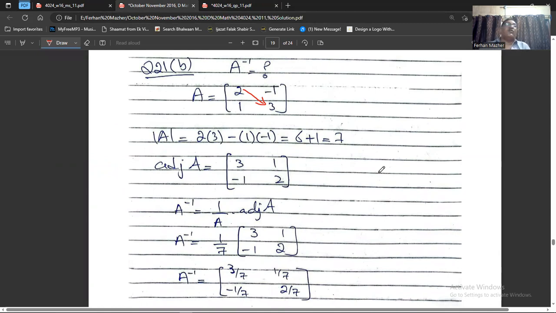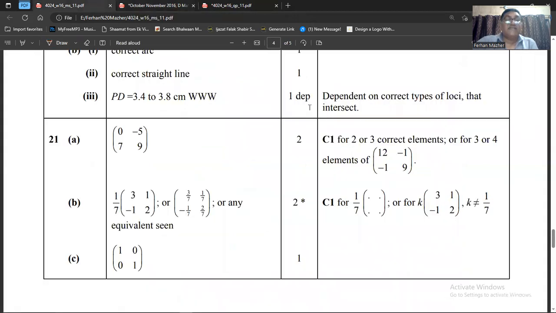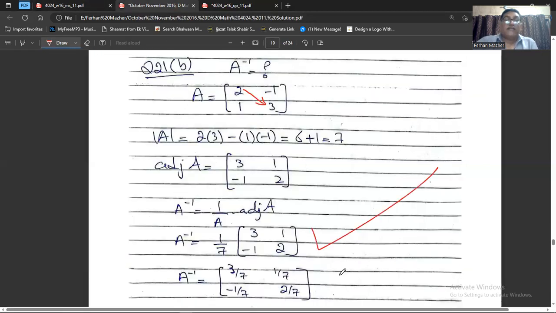Then I will find the adjoint of A. In the adjoint of A, we will change the location of these 2 points, and we will change the sign of these two entries. So adjoint of A will be 3, 1, minus 1, and 2. Then the A inverse formula is 1 by the determinant of A into adjoint of A. So it will be 1 by 7, 3, 1, minus 1, 2. You can leave it here, or you can divide all of them by 7. So these two are both the right answers. Okay, so we are done.